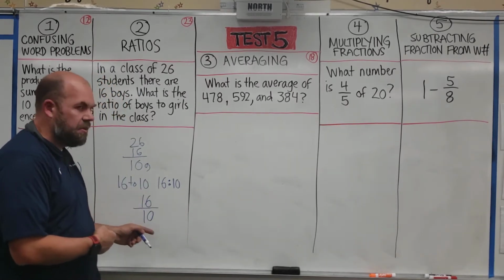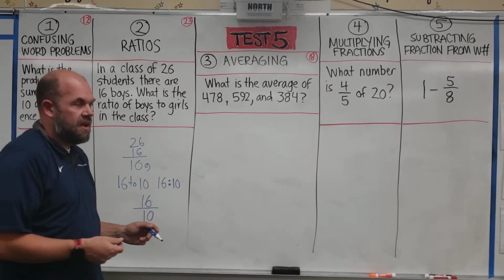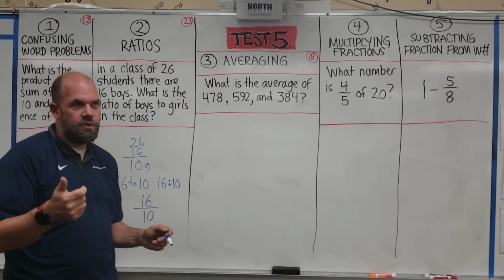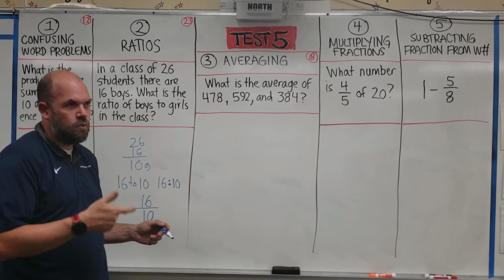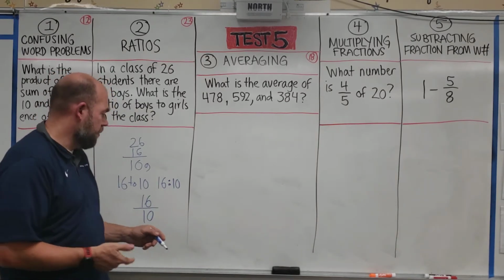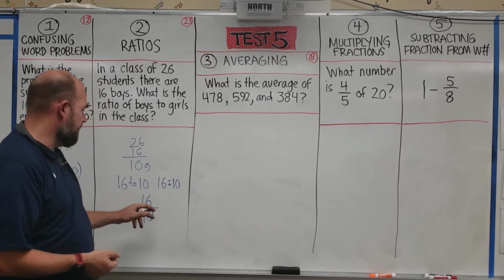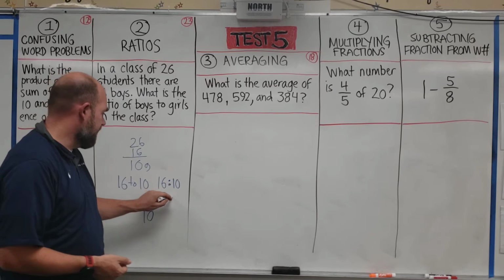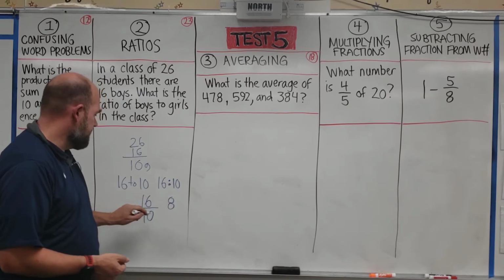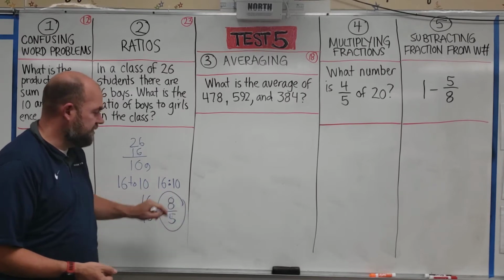So the greatest common factor here, let's see, in 16 we've got 2 and 8, and 1 and 16. And in 10 we've got 2 and 5, and 1 and 10. It looks like the greatest common factor is 2. So we're going to divide each one by 2. 16 divided by 2 is 8. 10 divided by 2 is 5. And we get a ratio of 8 to 5.